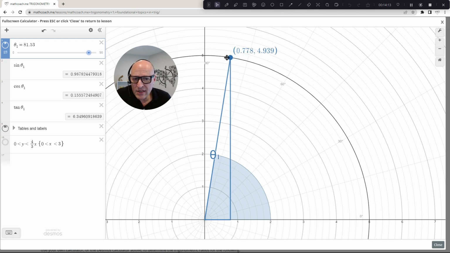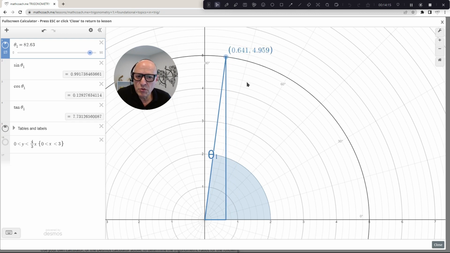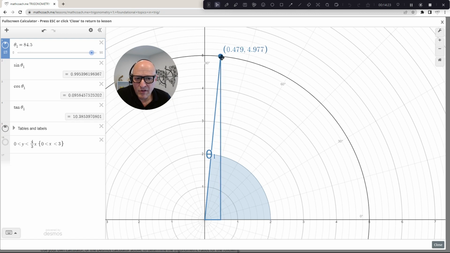And as I increase this, you'll see what you would expect to see, which is that eventually our opposite side, now it's at 4.959, 4.977, eventually it's going to get to 5. And our sine ratio will reach its maximum of 1, okay? Once our opposite side is equal to our hypotenuse, right?